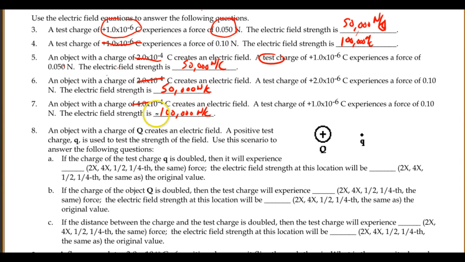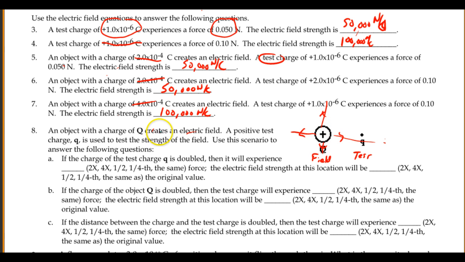Okay, so here's our picture of testing. So big Q is creating the field here, and then little q is over here. That's our test charge. So this is what we're testing the field with. This is the thing that sets up the field. Now if you were to look at that field, it would move outward radially in all directions from the positive charge.